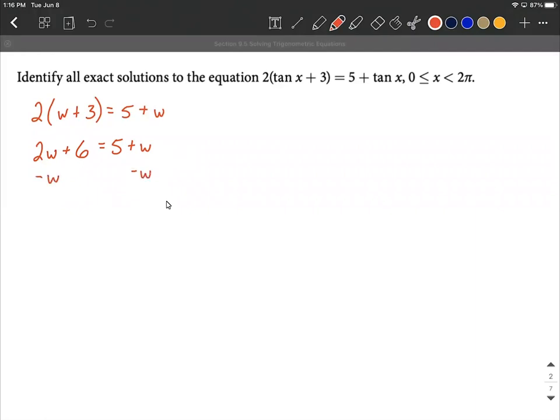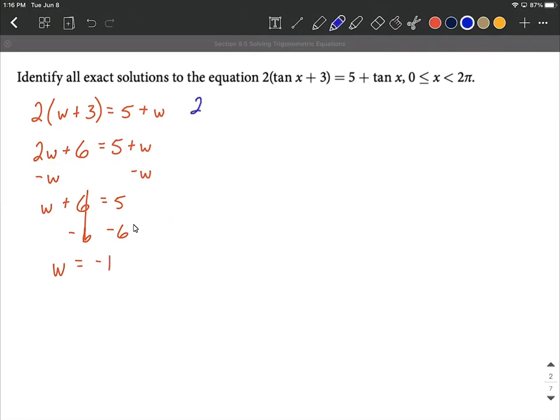So 2 w's minus a w makes 1 w. Bring down the plus 6 is equal to 5. And then w minus w is going to make 0 w's over on the right-hand side. Next, to isolate w, I'm going to move the 6 over to the right-hand side. So subtract 6, once on the left side, once on the right side. 6 minus 6 makes 0 over on the left side. 5 minus 6 makes -1 on the right side.